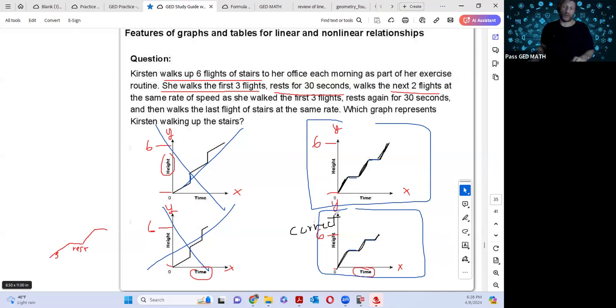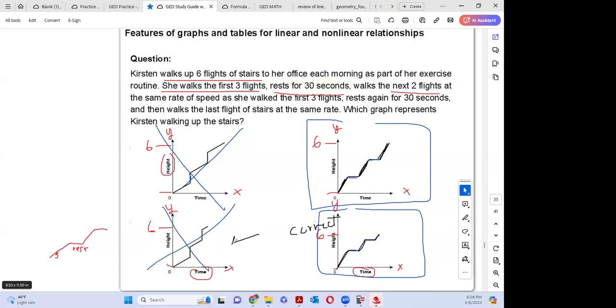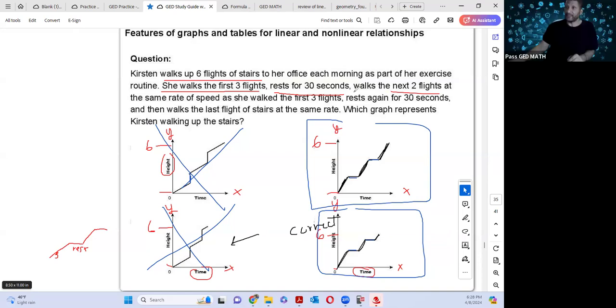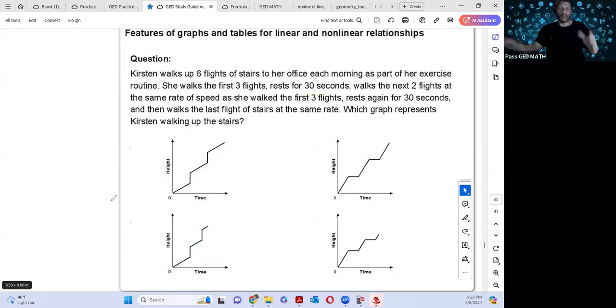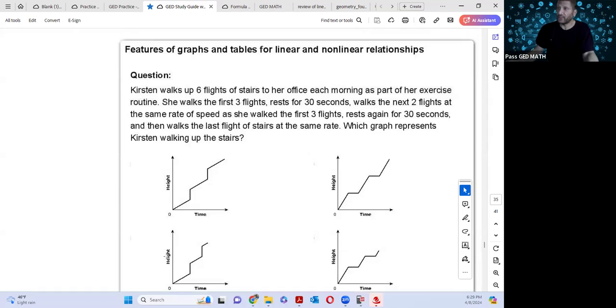And most people get this question wrong. Most people actually answer this one right here, but people miss rest for 30 seconds. And this is your rest, right here. That's where you rest for 30 seconds. Your time still keeps going. Then you go up. Then it rests. Then you go up. Got me? And this is why a lot of people get these graphs wrong. Let me zoom in so we can see it much clearer.